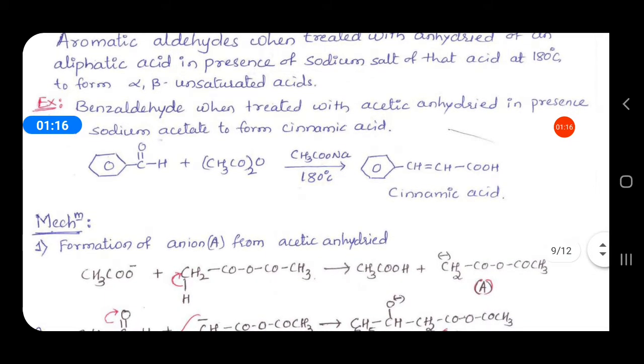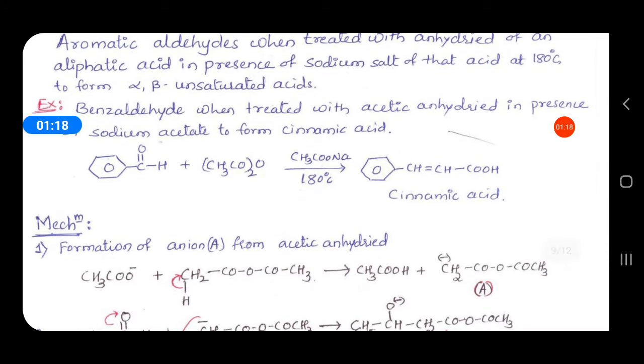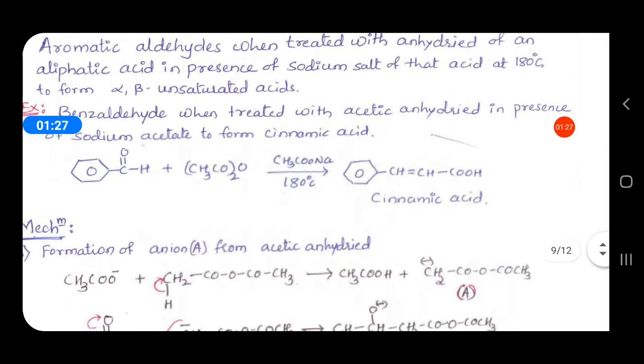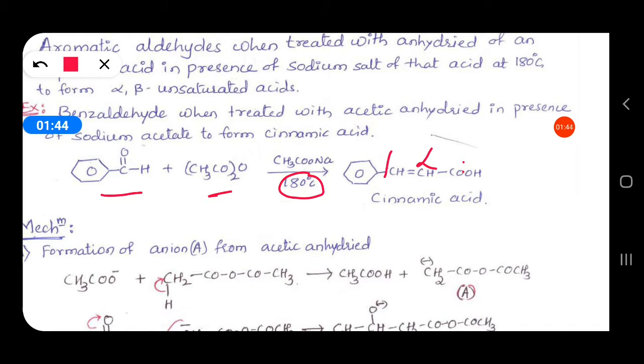When it is treated with aliphatic acid, that is acetic acid, its anhydride, so acetic anhydride, in presence of sodium acetate, the salt of the acid, at about 180 degrees centigrade, these two will react and give alpha beta unsaturated acid. The functional group adjacent to the functional group, this is the alpha carbon and this is the beta carbon. In between alpha and beta carbon there is a double bond, so it is called alpha beta unsaturated acid. So this is called the Perkin reaction.